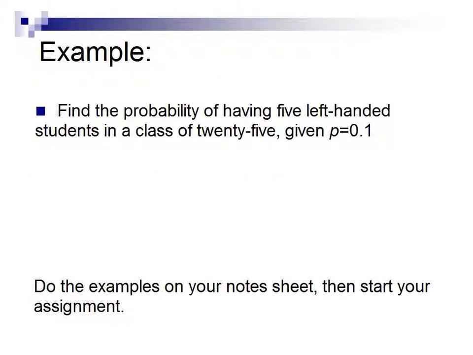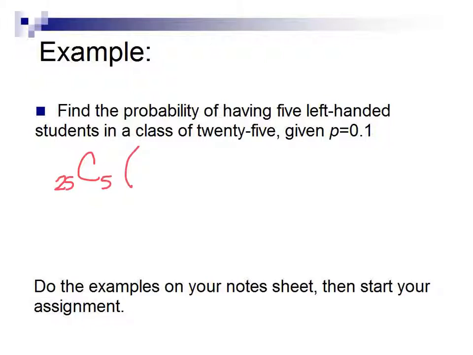Let's try something that's not Jayhawk and Wildcat. Here's one. Find the probability of having 5 left-handed students in a class of 25, given that the probability of a success is 0.1. Okay, so we start off and we figure out all the different ways that you can rearrange these people. So it's going to be combinations of, I have 25 people, and I want to pick 5 left-handers.